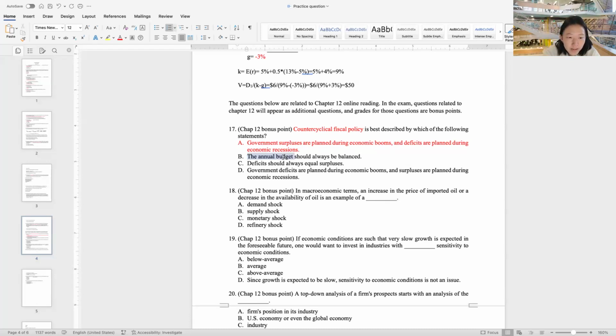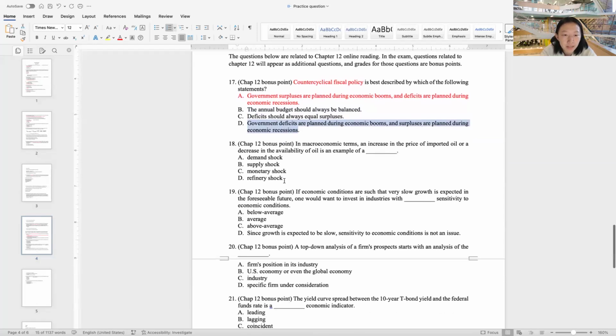So B, the annual budget should always be balanced. This is not necessarily the case. Having some deficits is not bad for stimulating the market. Deficits should always equal surplus. That is basically talking about the same thing, like having a balanced budget. Government deficits are planned during economic booms and surpluses are planned during recessions. That is not a countercyclical fiscal policy.